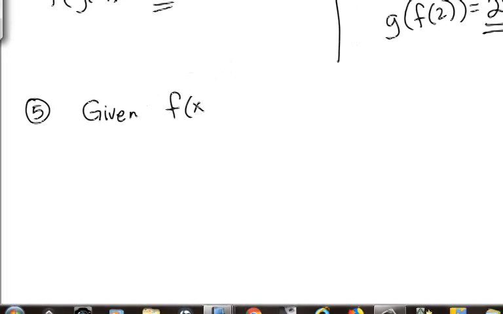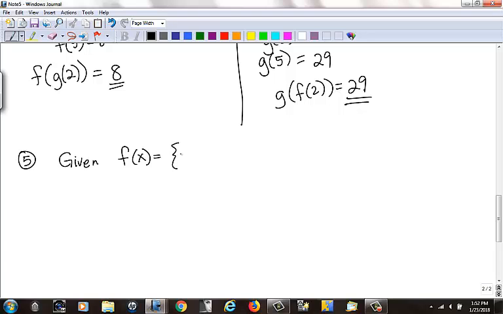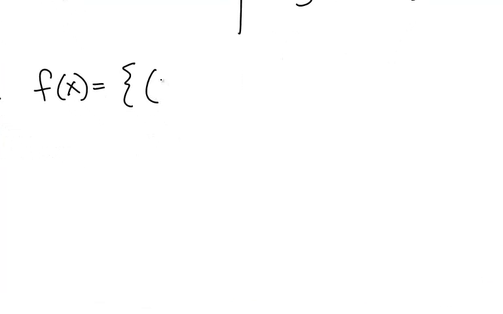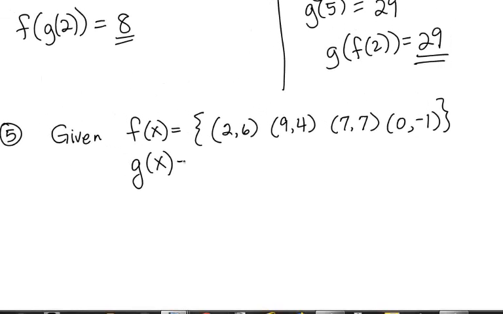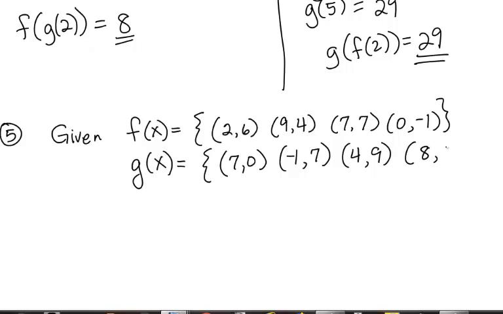Instead of actually giving you the function in terms of a formula, they're going to give it to you in terms of an ordered pair. Okay, so if you're given f of x, a set of ordered pairs I should say, and it's a set, so you need to use the set notation. I'm going to do this by example. Say I give you the ordered pair (2, 6), the ordered pair (9, 4), (7, 7), and (0, -1). And g of x is the ordered pairs (7, 0), (-1, 7), (4, 9), and (8, 2).